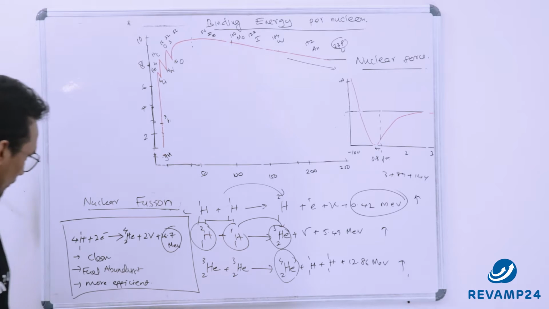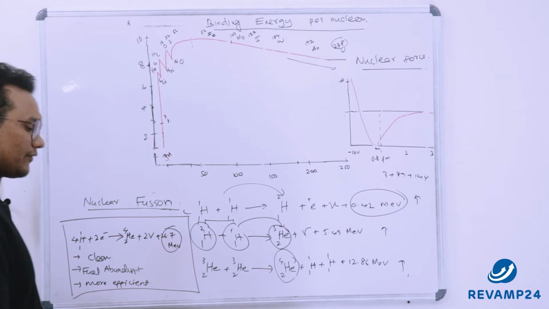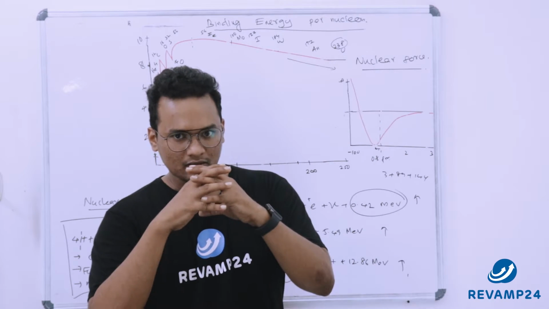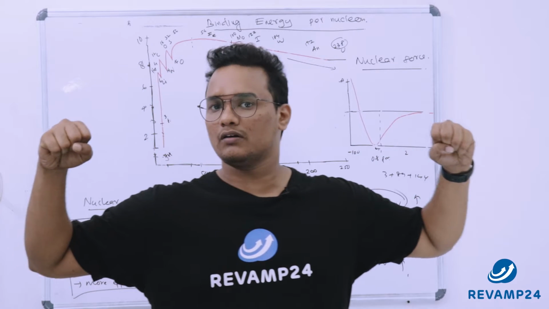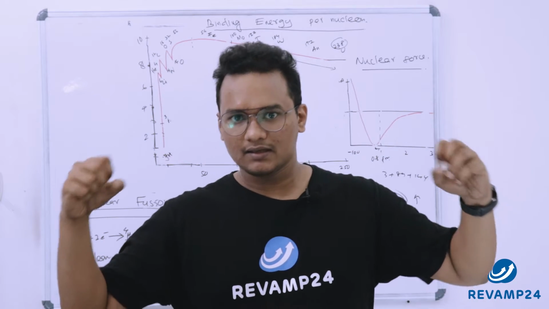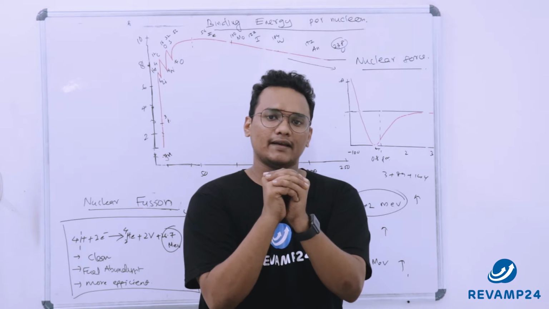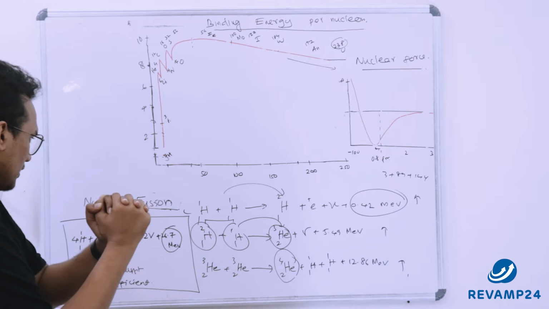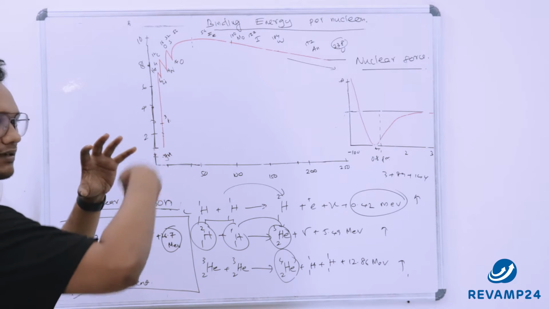Okay. Now this is nuclear fusion. In nuclear fusion, two smaller nuclei combine to form a bigger nucleus. Why? Smaller nuclei have lower binding energy per nucleon and lesser stability. The bigger nucleus has higher binding energy per nucleon and more stability. So this is nuclear fusion, and during this process it releases energy.